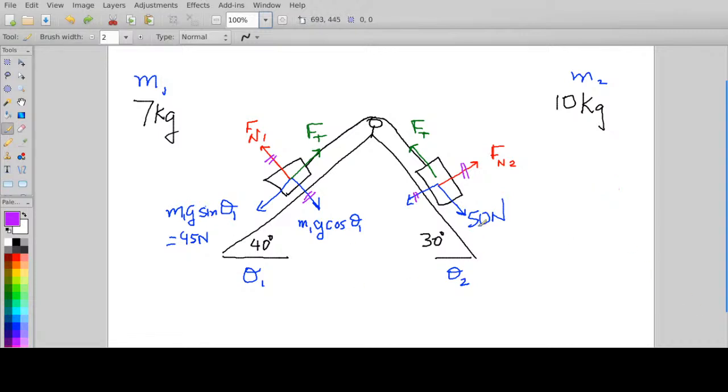But the reason I jumped to this one rather than completing everything for M1 first is just to show you that this is going to be 50 newtons, and that was 45. So the 50 newtons is going to win, and the acceleration is going to be in that direction right there.